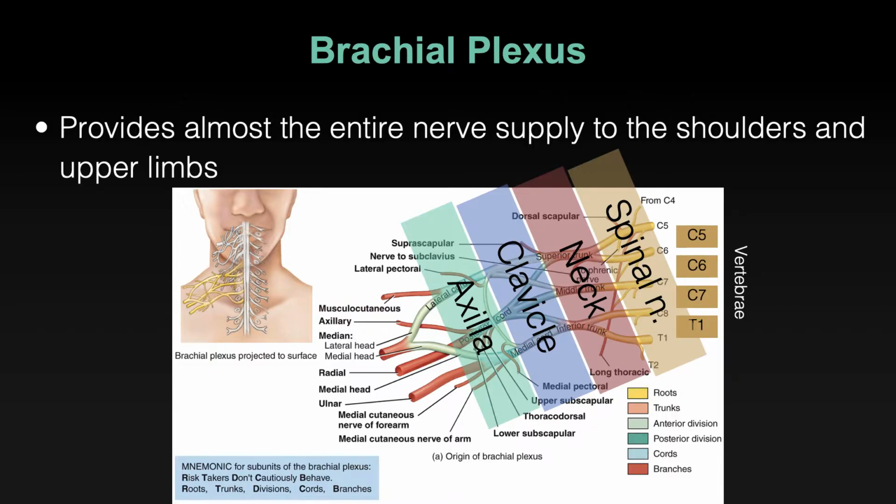And at this point, the nerves are on their way to do whatever it is they're doing. There's some combination and reassortment of the nerve fibers. But then at the level of the axilla, the armpit, everything is leaving to go down the upper extremity to do its job.